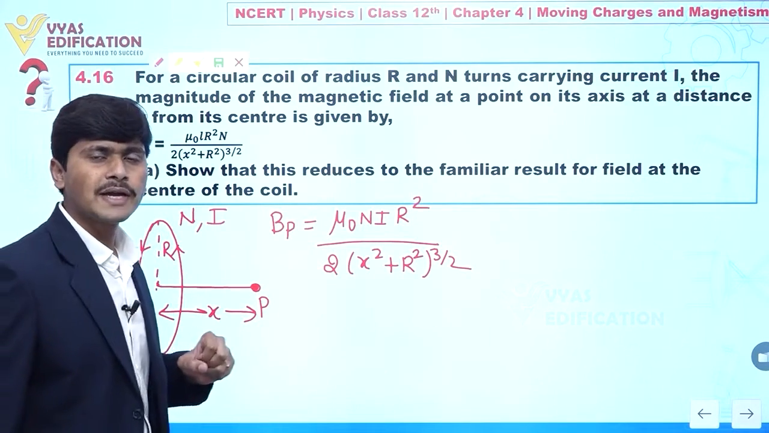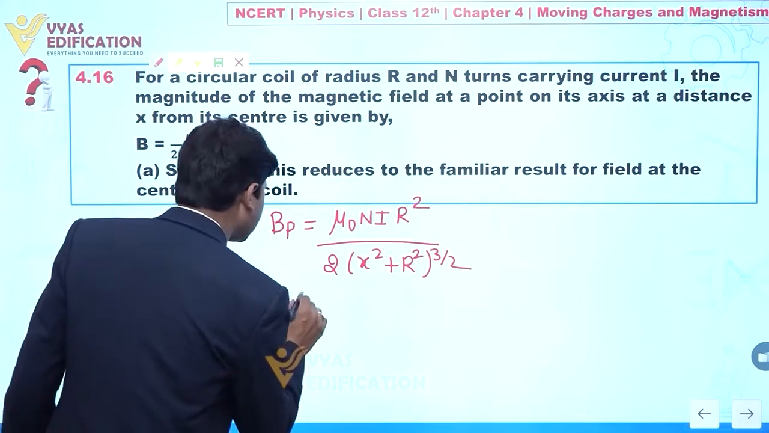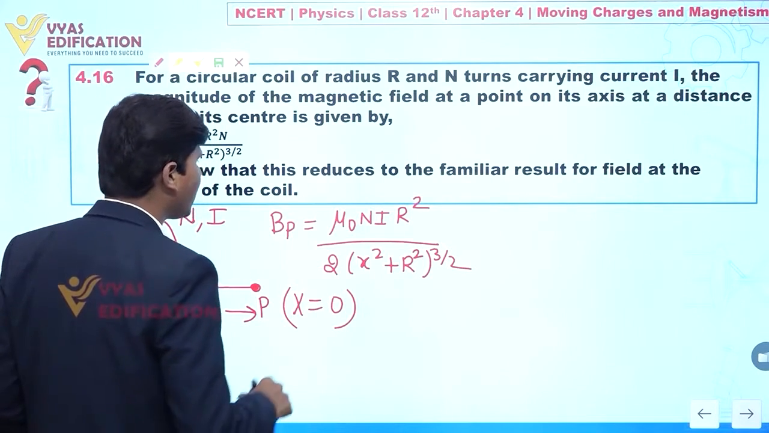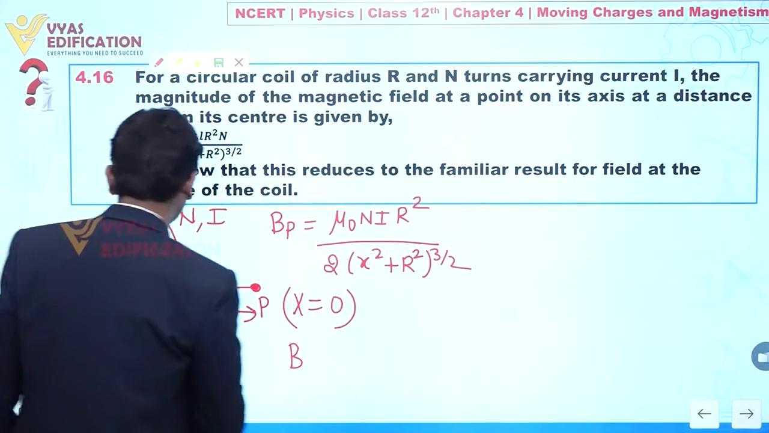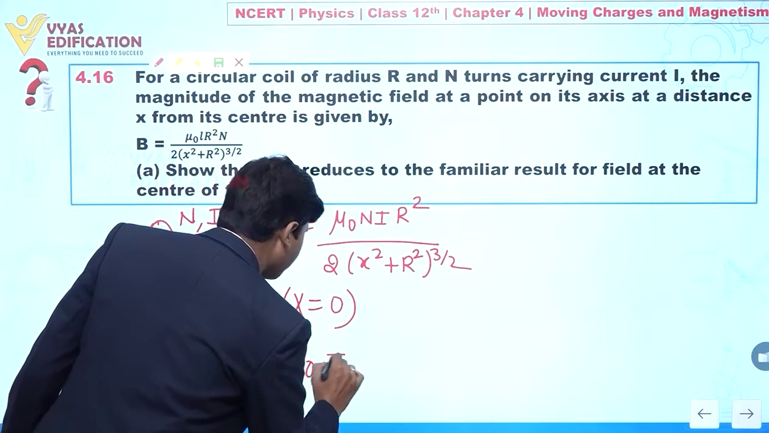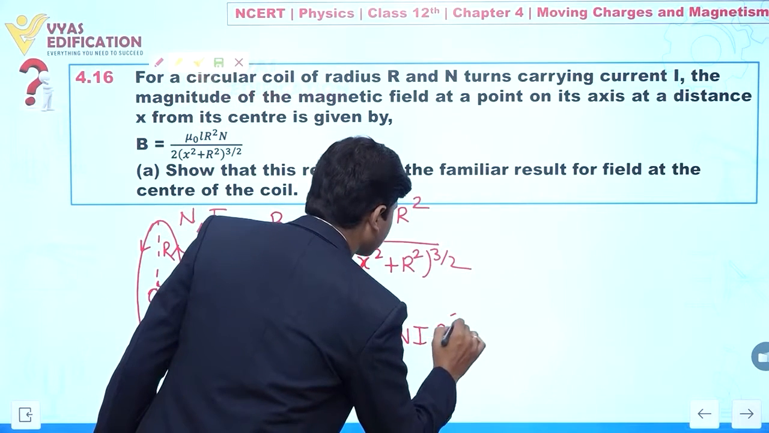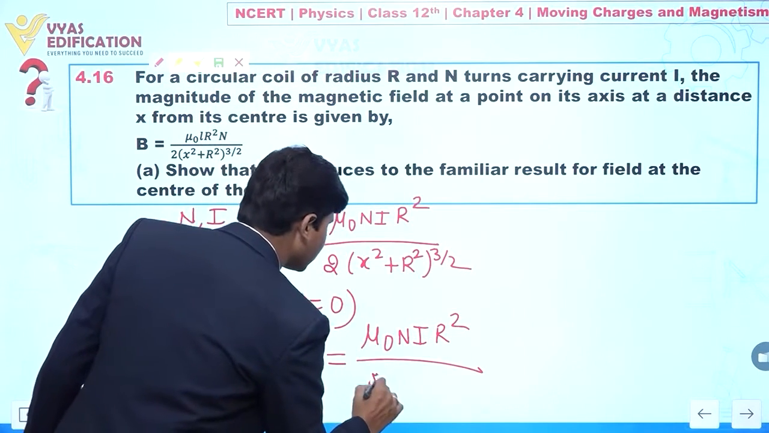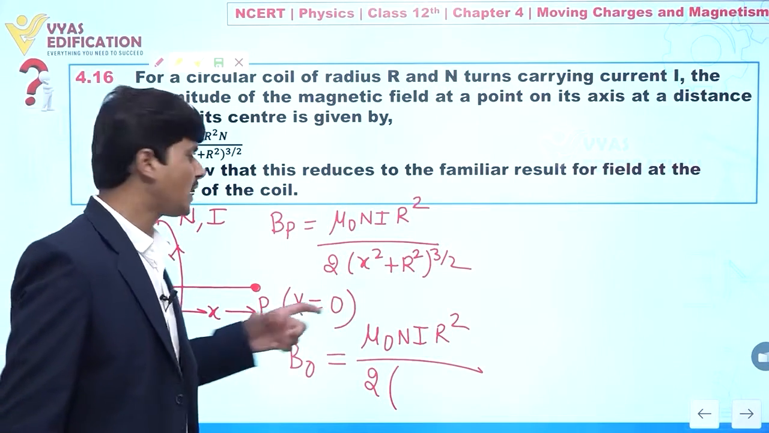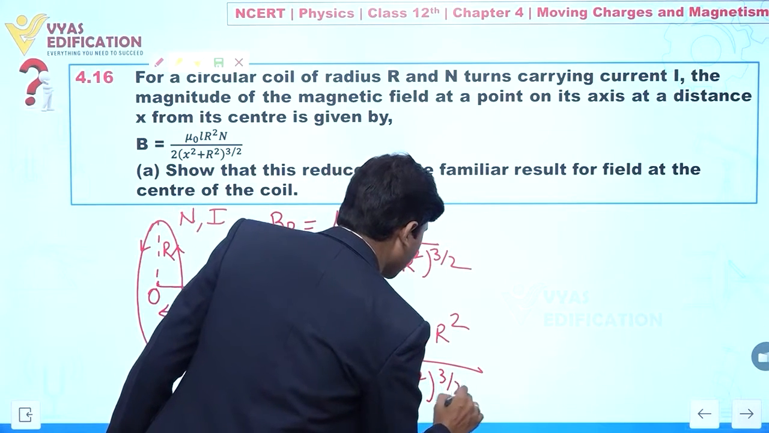Now if we want to find the value of magnetic field at the center, clear? So at the center, the value of x we have is 0, yes or no? So when x is 0, let's suppose I am denoting this point as O, clear? So we can say B naught is given by mu naught n I r square divided by 2, and with x equal to 0, this is 0 plus r square power 3 by 2, clear?